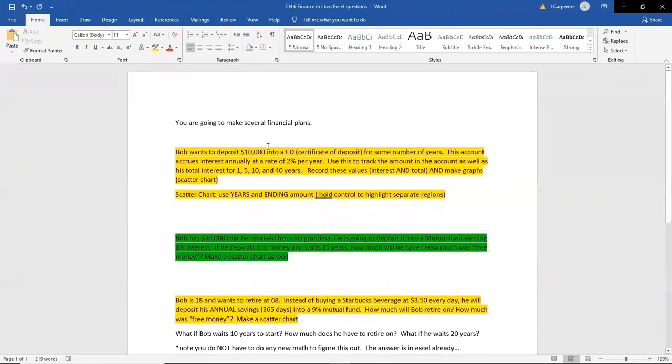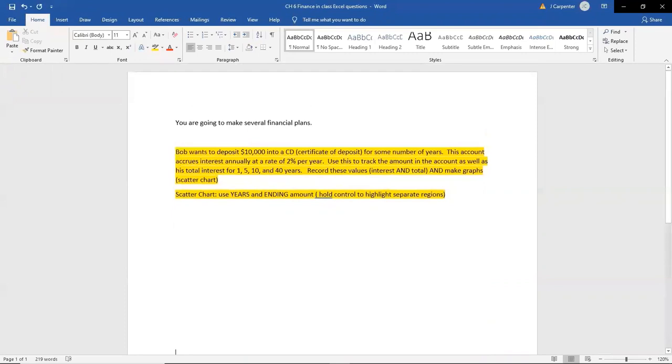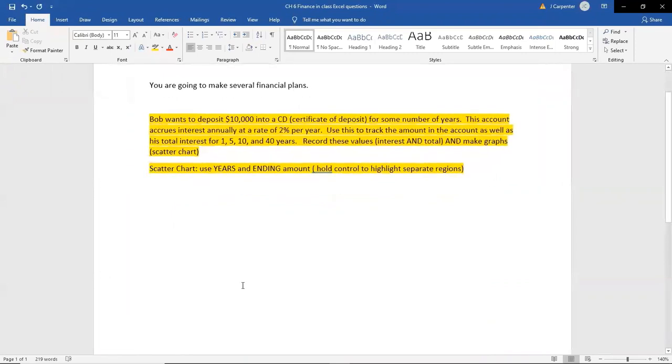All right, so Bob wants to deposit 10,000. We're going to do these 3 examples. They're just highlighted in different colors to show the different examples. So yellow is 1, green is 2, and then the other yellow is 3. So let's just bump these off, and we're going to make some financial plans.